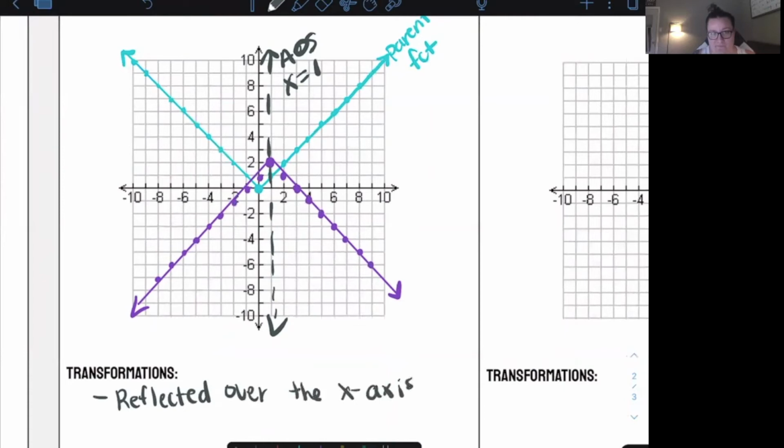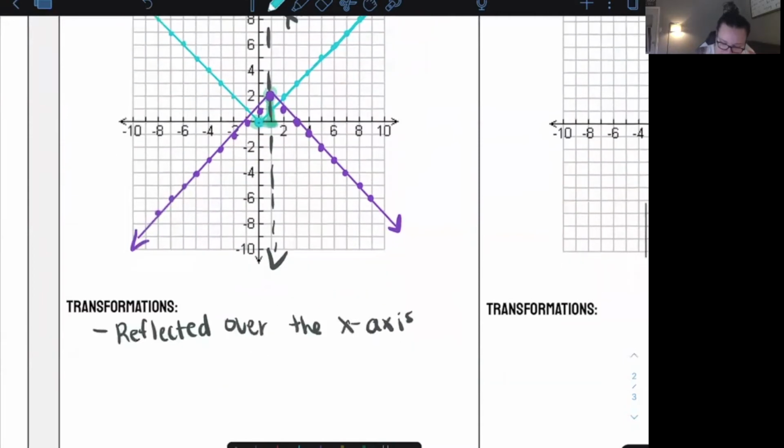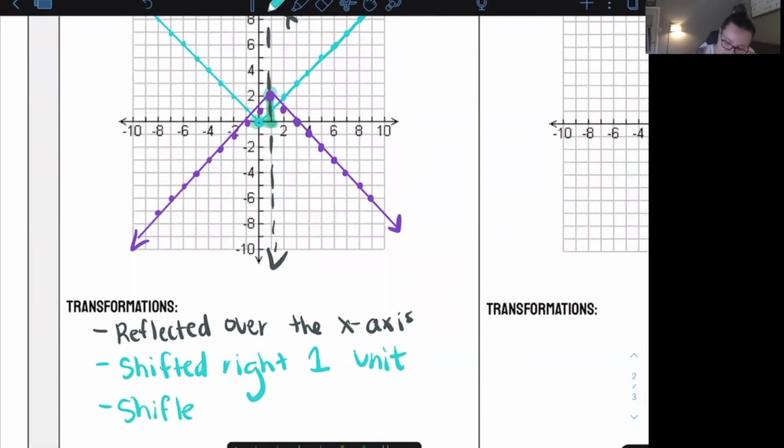Then I also noticed that my graph shifted to the right 1, and it shifted up 2. So this vertex went to the right, and then it also went up 2. So it shifted right 1 unit, and then it also shifted up 2 units.